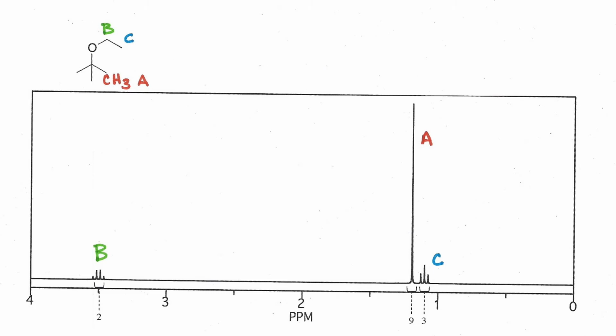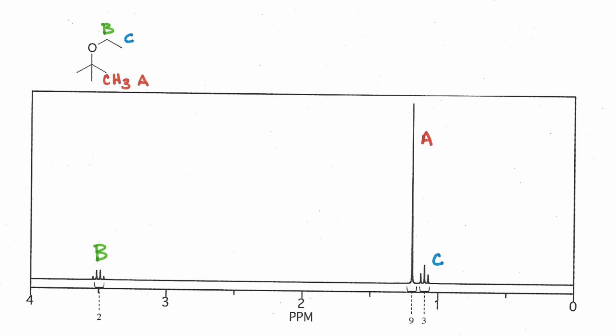For proton C, we see a triplet right next to our singlet, right around 1. That triplet integrates to 3, and that tells us that we have 3 protons accounted for in that signal. And remember that the triplet tells us that those 3 protons see 2 neighbors. When you are looking at the peak and trying to determine the number of neighbors, you're going to subtract 1 from the number of lines in the signal to get back to the number of protons that would be on the adjacent carbon.